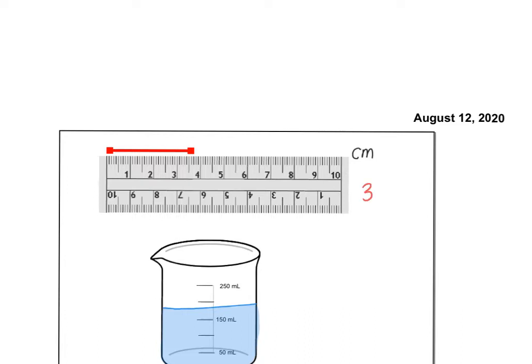Are we certain of any more? Well, yeah, we have more markings. It's not just the 3 and the 4. There's 3.1, 3.2, 3.3, 3.4, 3.5, 3.6.